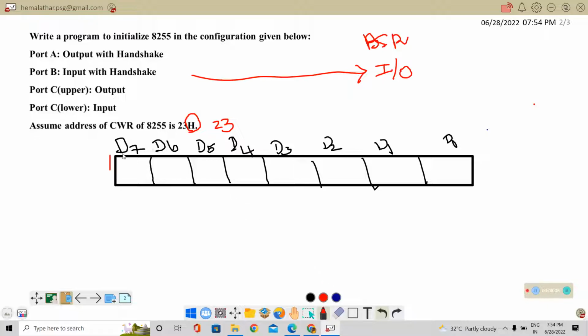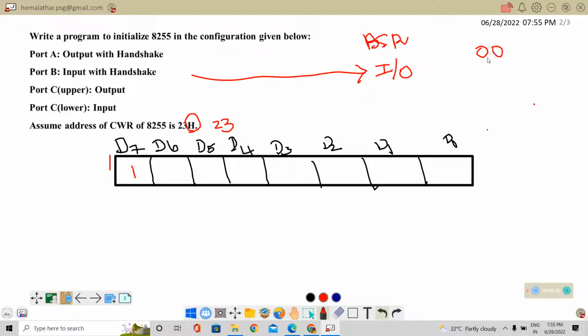Okay, so now we'll move to D7. This D7, I told you, tells whether it is BSR or IO mode. Since we found it is IO mode, your D7 should be 1. So 1 represents IO mode at D7, and 0 is BSR mode. Next we move to D6 and D5. D6 and D5 are going to tell you the group A mode selection.